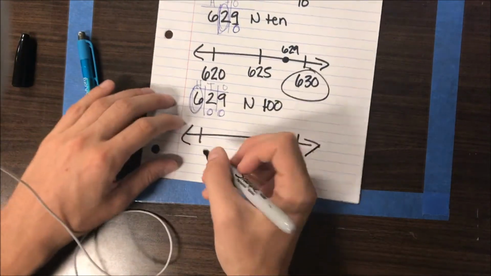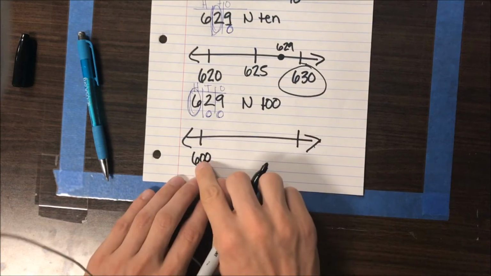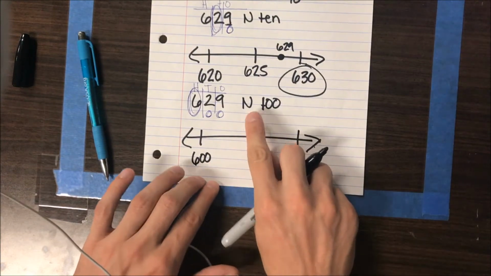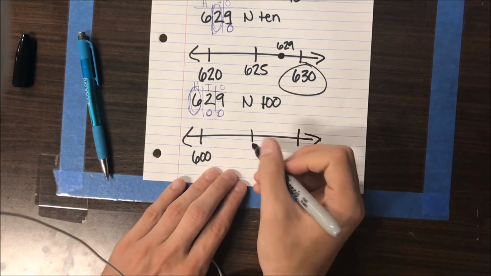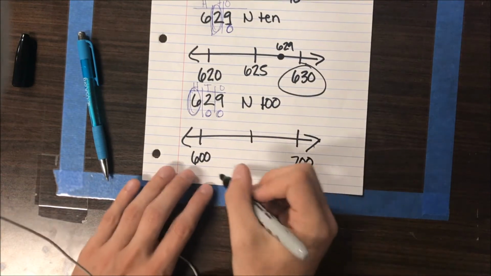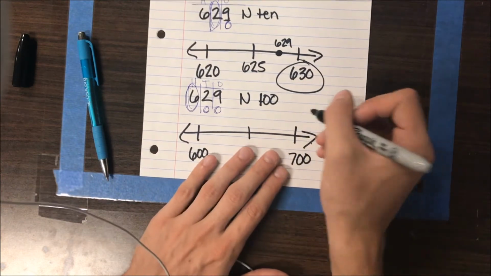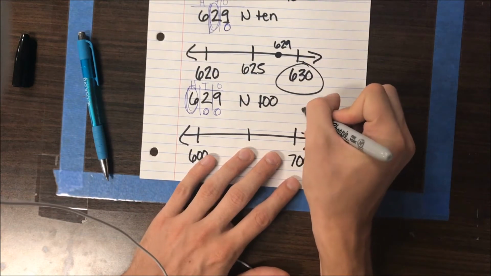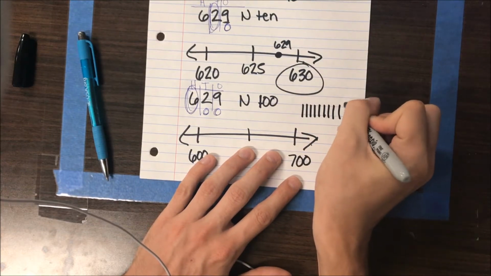So we can see here that our number is going to be 600, and if we go up 100, because we're going to the nearest 100, we know it's going to be 700. And then the midpoint is going to be half of 100. So half of 100 is 50. And we know that because in 100, there are 10 tens. 10, 20, 30, 40, 50, 60, 70, 80, 90, 100.